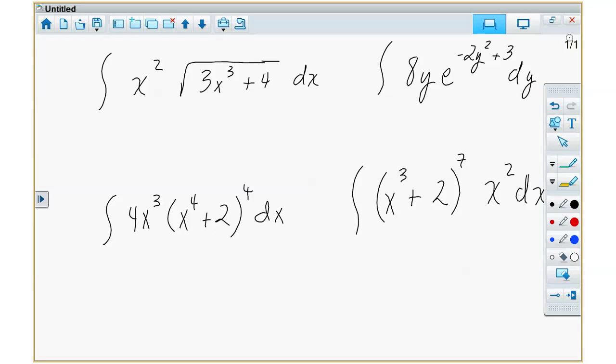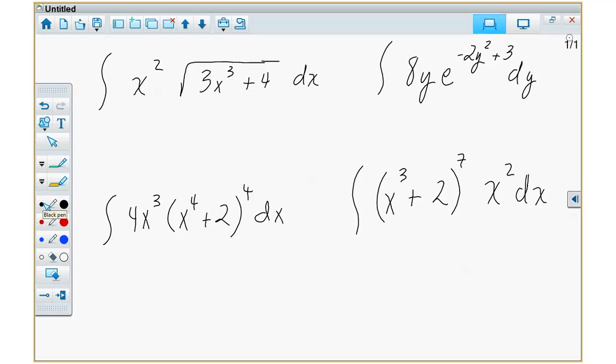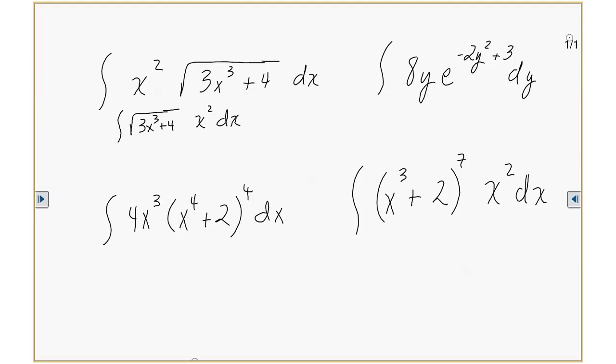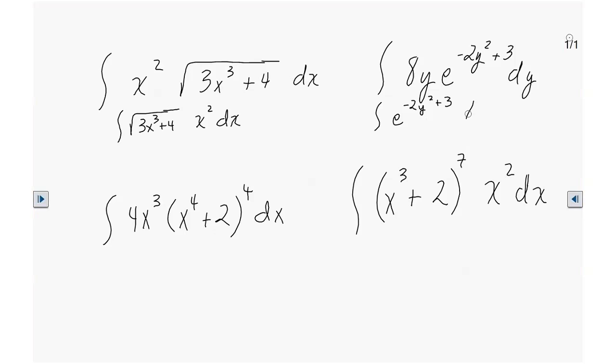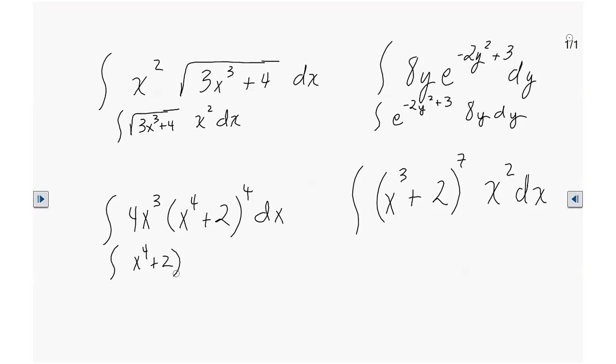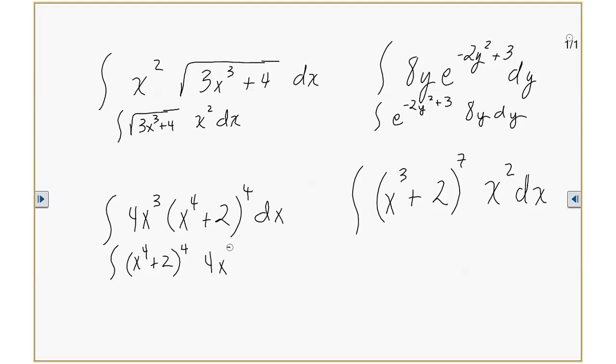Alright, so the first thing we're going to do is rewrite all these, because it'll help us out. I'm going to rewrite this one as the integral of the square root of 3x cubed plus 4, times x squared dx. I'm going to rewrite this one as the integral of e to the negative 2y squared plus 3, times 8y dy. And I'm going to rewrite this one as the integral of x to the fourth plus 2 to the fourth, times 4x cubed dx. This last one is already written in the form you need. So we need to find a u in each one. We need to find a du.